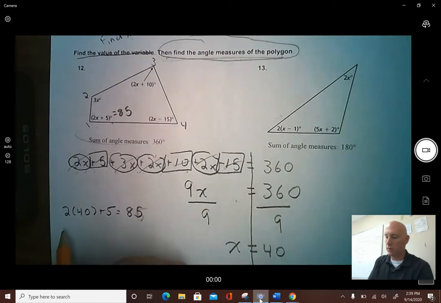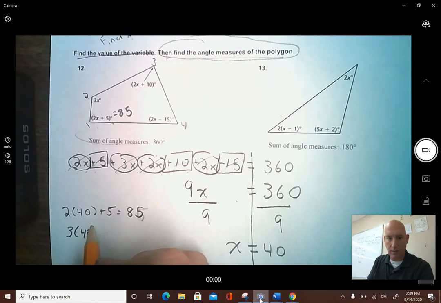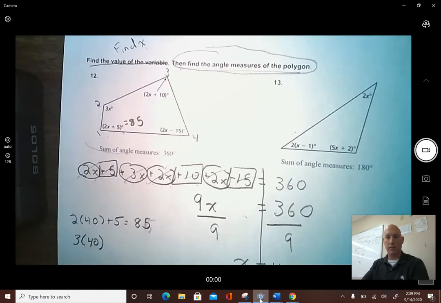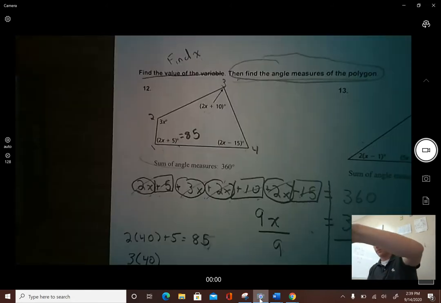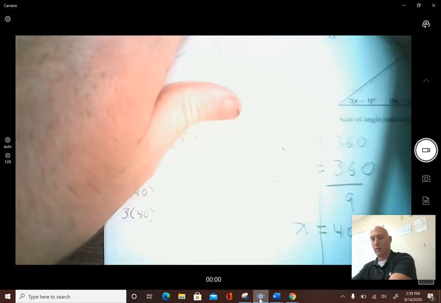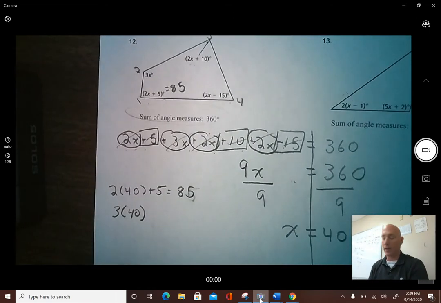Angle 2 is 3 times 40. Come on. I see why people break controllers in Madden now.